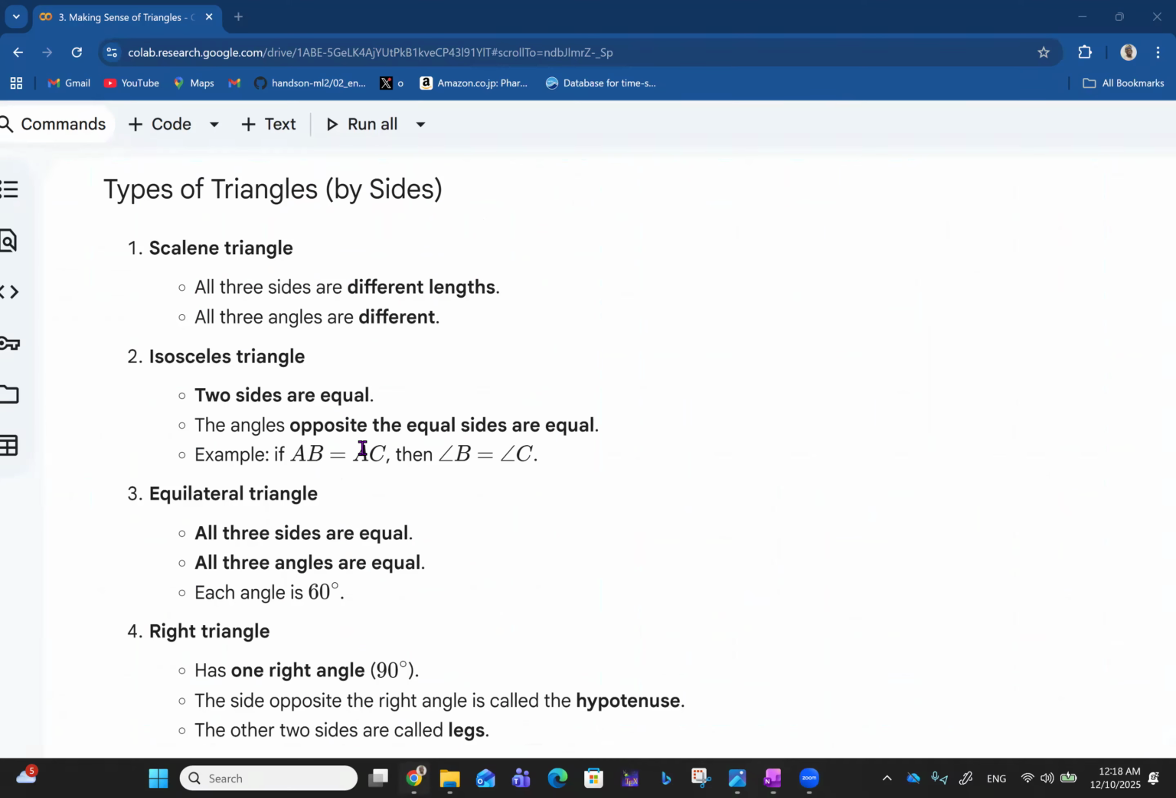All the sides are different, all the angles are different. All the sides are of different lengths, all the angles are of different sizes. Then we talk about isosceles triangle. So two sides are equal. The angles opposite the equal sides are also equal. Example, AB is AC, then angle B is equal to angle C.